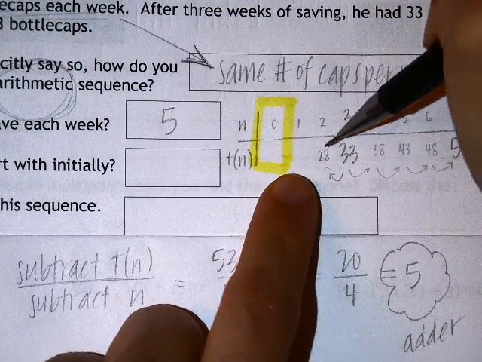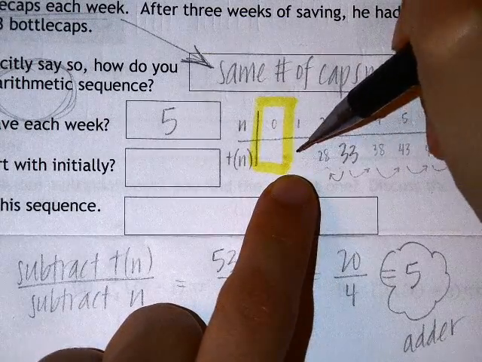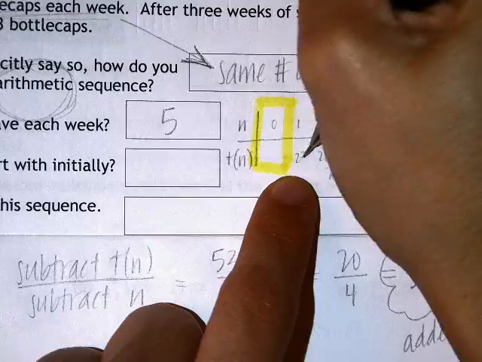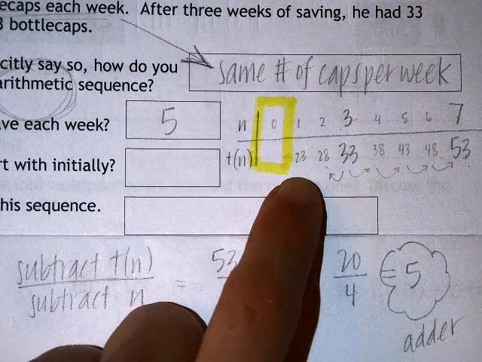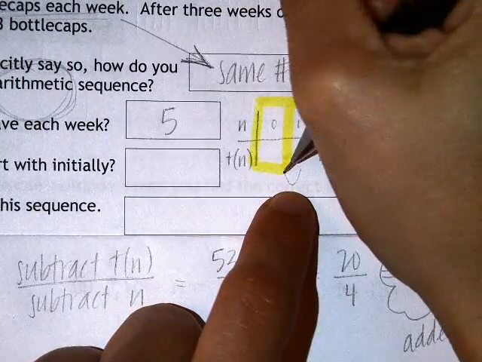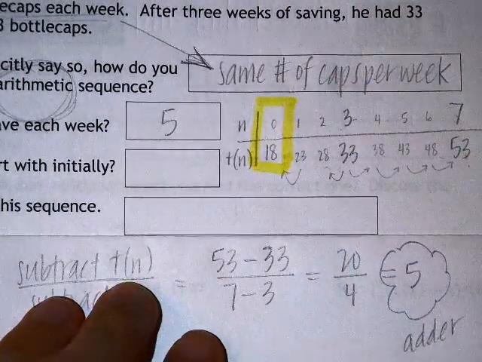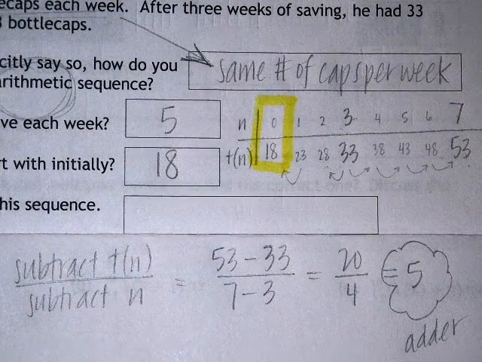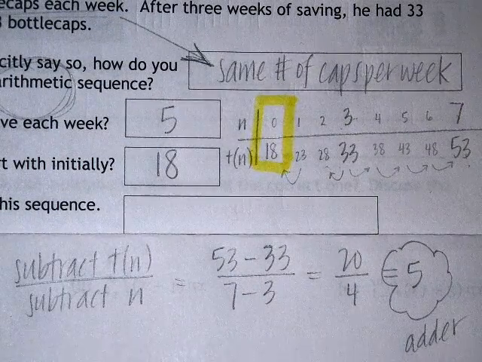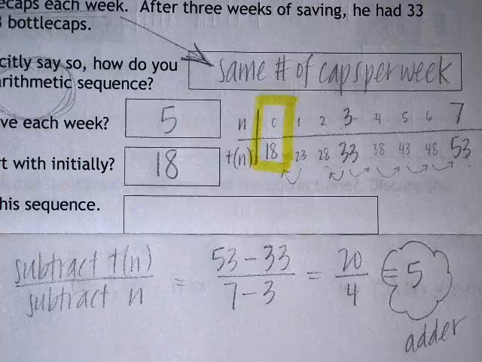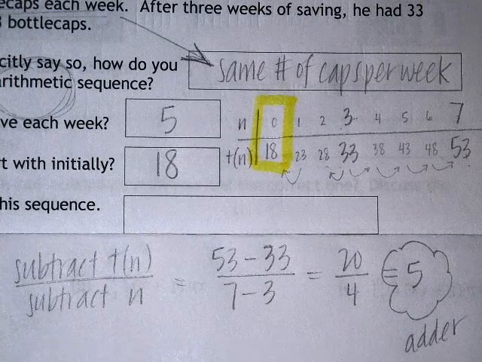That must have been however much he had in week 2. If I subtract 5 again, that would be 23. That must be however many he had after 1 week. And so if I subtract 5 one more time, 23 minus 5 is 18. And sure enough, I think that's how many he started with initially. So the initial value should hopefully have been 18.